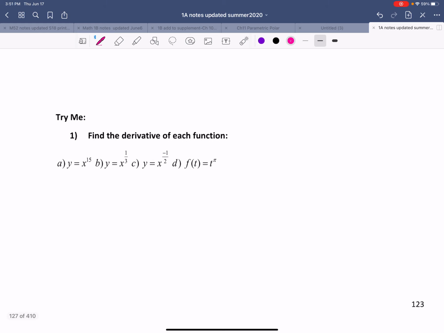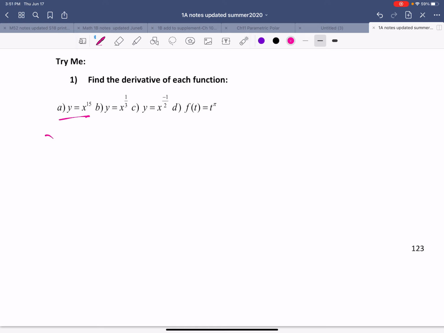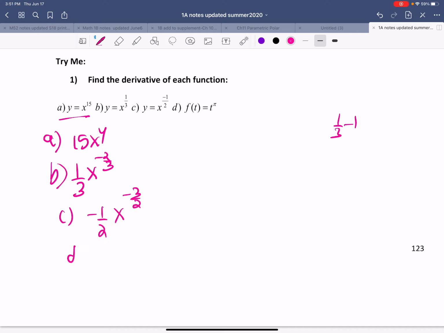A few more examples. Find the derivative for part A: 15x to the fourth. For part B, 1/3 x to the power 1/3 minus 1, that's negative 2/3. For part C, negative 1/2 x to the power negative 3/2. For part D, t to the power pi. T is a variable, so it would be pi t to the power pi minus 1.